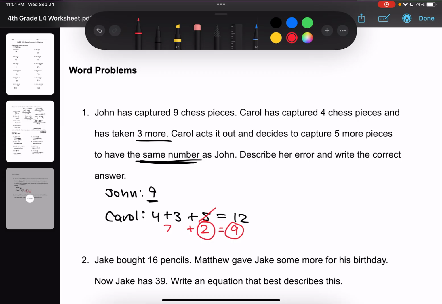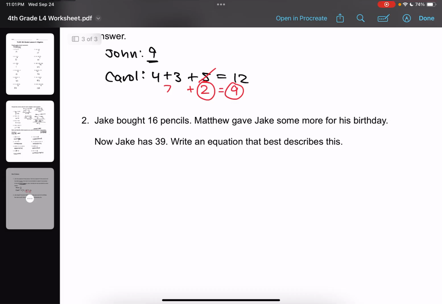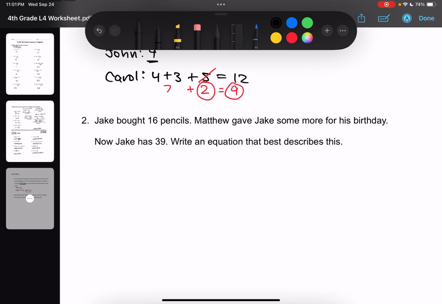Okay, next one. Number 2, Jake bought 16 pencils. Matthew gave Jake some more pencils for his birthday. Now Jake has 39. Write the equation that best describes this. So Jake bought 16 pencils, the original amount. Matthew gave Jake some more. We don't know how much, so let's just add a variable, which is going to be x. And now Jake has 39, which is the final value. And this is what the equation is going to look like.